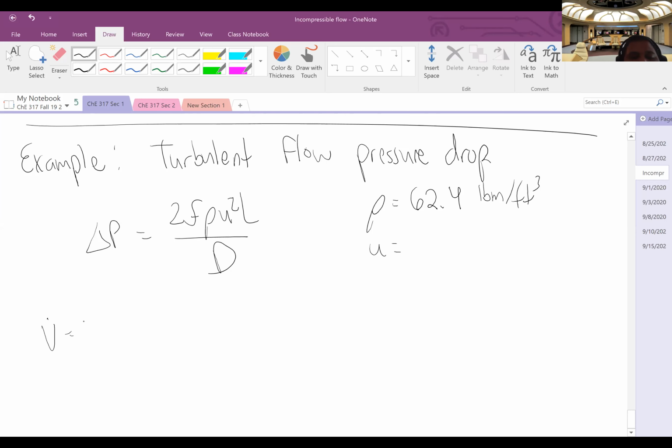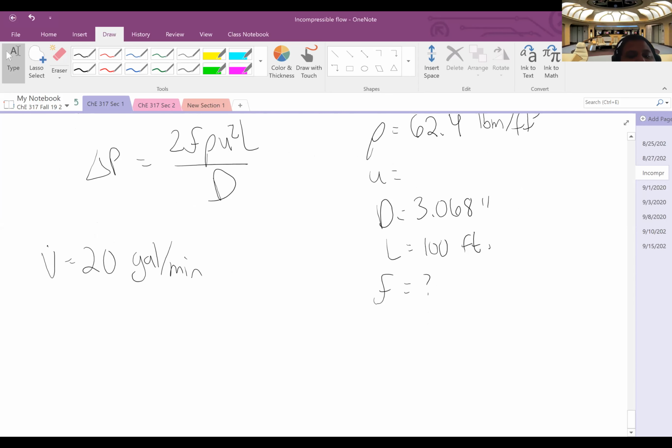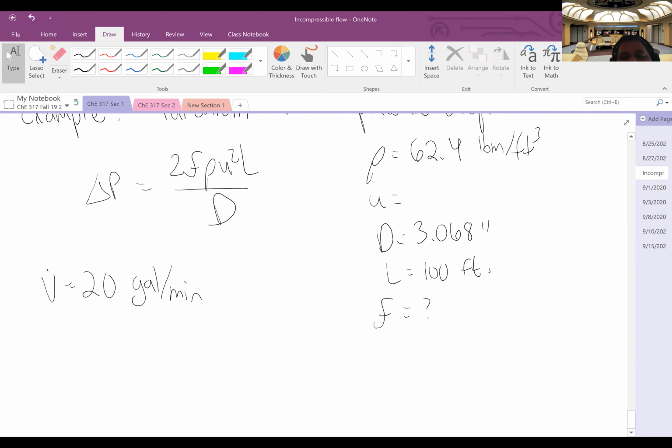Our volumetric flow rate is 20 gallons per minute. Our diameter was provided. It's 3-inch schedule 40, 3.068. You'll notice I tend to lean into some of these. Our length was 100 feet. And we don't have our friction factor. So the first thing we should probably look at doing is calculating our flow area.